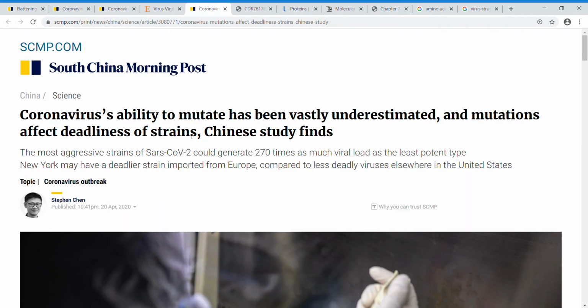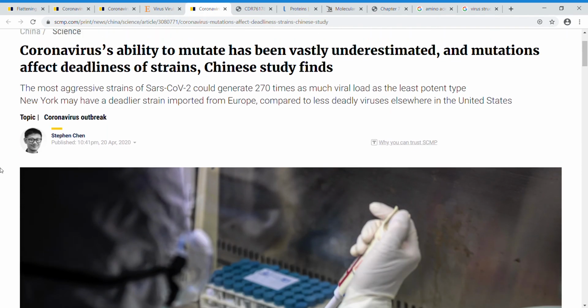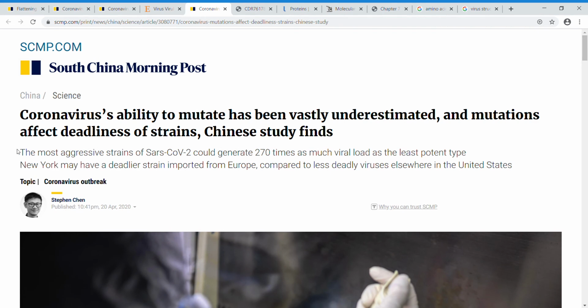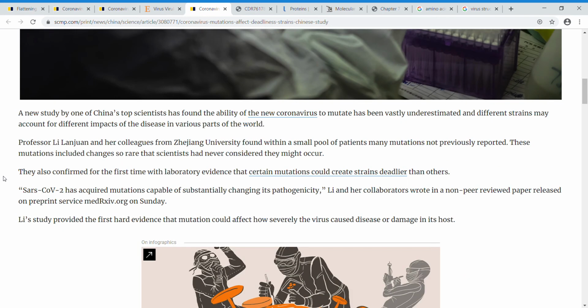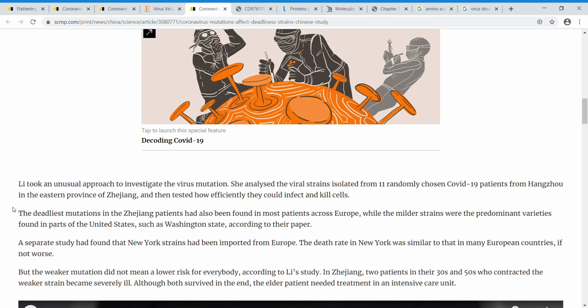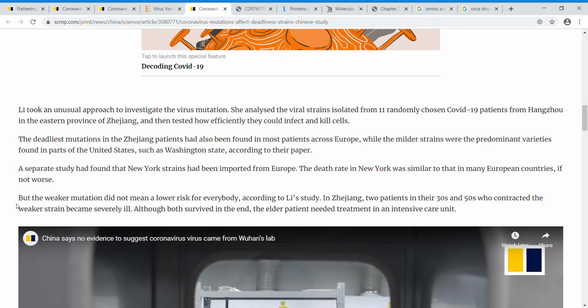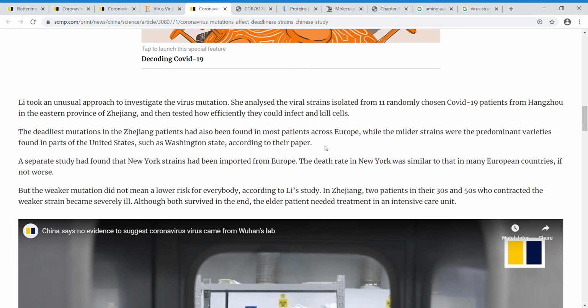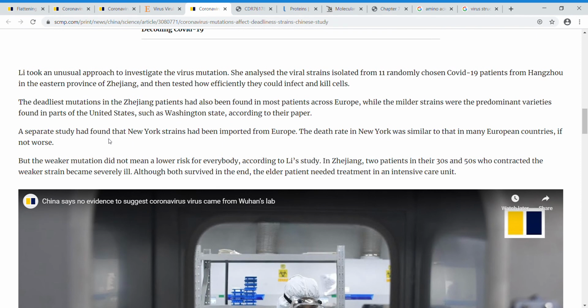So let's go back quickly and review this article now, so we'll be able to understand it more. She says that she actually tested the virus from some patients, and they found many mutations that change pathogenicity. Remember we understand pathogenicity, how it can affect things. She took 11 patients, right? And then they tested how efficiently the virus could kill and affect cells.